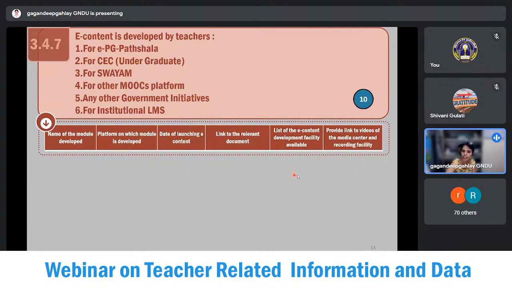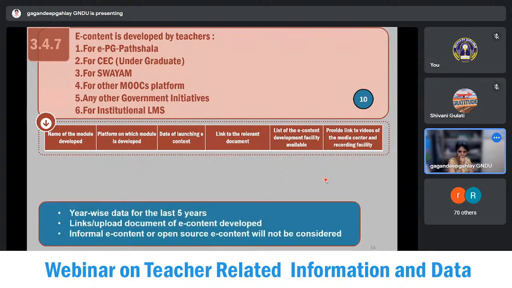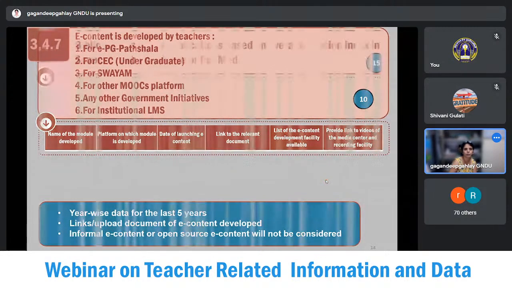So we have to list that name, and also provide a link to the videos of the media center and recording facility. Again, they are looking at the fact that our institute has the facility to develop e-contents and then publish them online. So this is very important. These videos are also going to provide proof. When we are providing proofs, please remember that you cannot give any informal e-content or any open source e-content available on the internet, because that is not going to be considered. And as I said, you will have to upload links regarding which e-content has been developed.